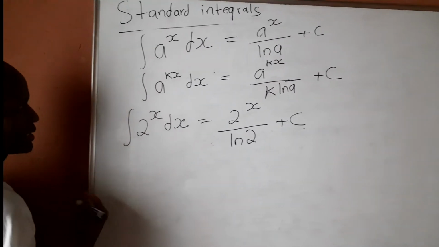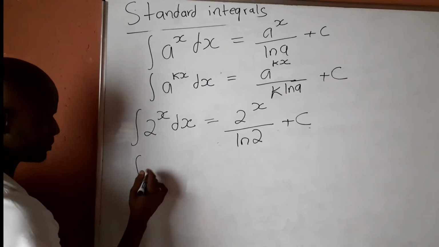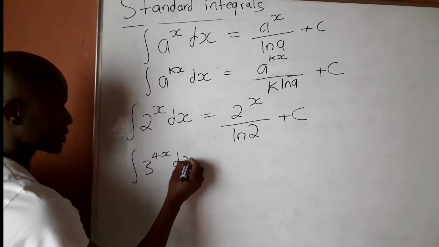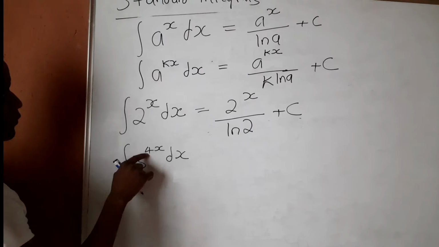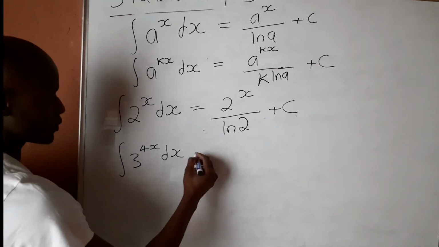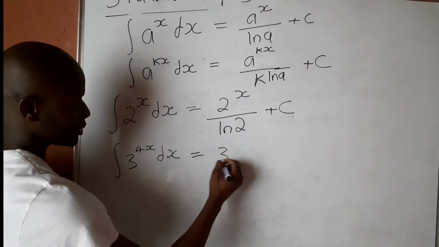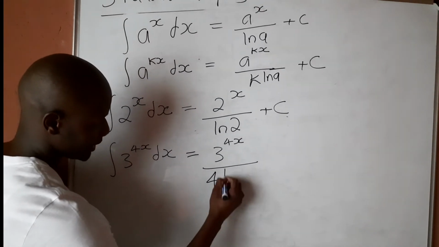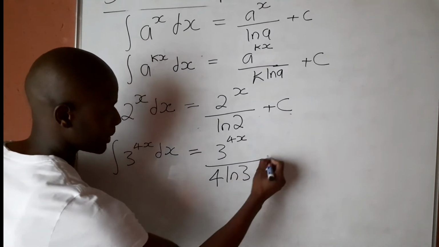Another example, they can say integrate 3 to the power 4x dx. Now, remember 4 is k, our constant. So it's going to be 3 to the power 4x divided by 4 ln 3 plus c.